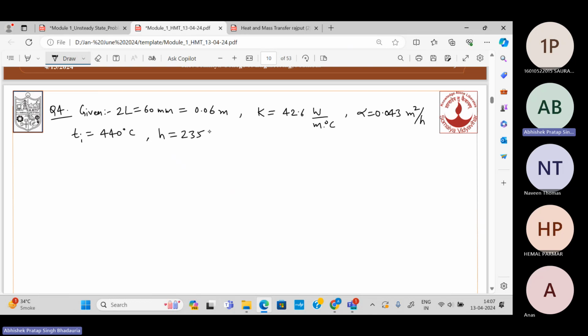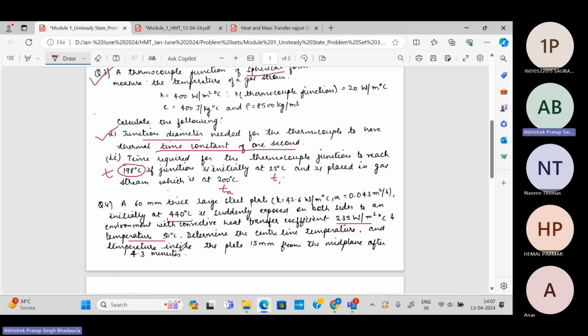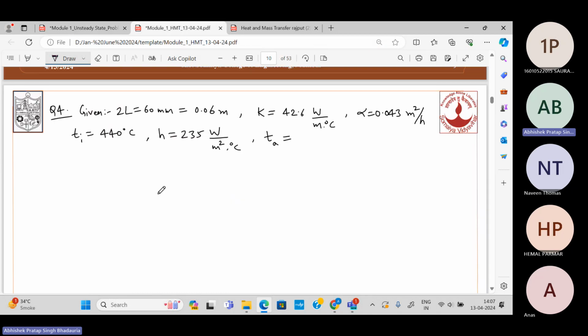Two 35 watt per meter square degree Celsius. Now what about Ta? Okay, so let's see. Ta is exposed on both sides to the environment, with this H value and this temperature. That means it is exposed to the surrounding, which is at 50 degrees Celsius. That means the ambient temperature is 50 degrees Celsius. So Ta is 50 degrees Celsius.